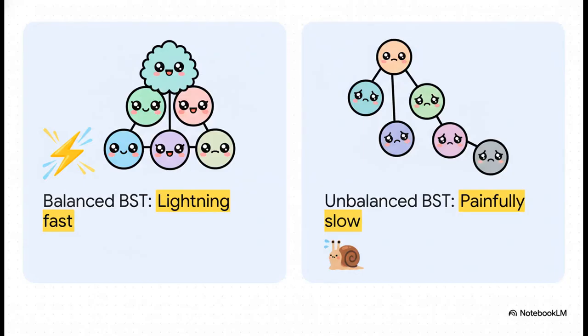And this slide says it all. On the left, you've got a beautiful, bushy, balanced tree. Searching that is lightning fast. That's what we call O(log n) time. But on the right, if you happen to insert your data in an already sorted order, you get this sad, lopsided thing. It's basically just a glorified linked list. Your search becomes painfully slow, O(n) time. You've completely lost that superpower of halving the search space.